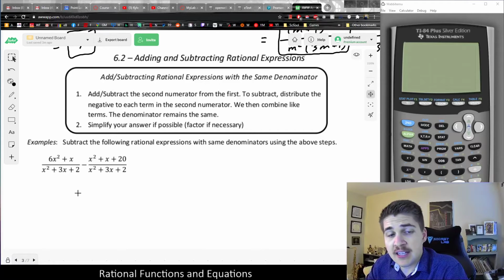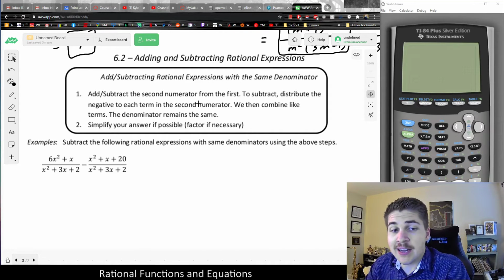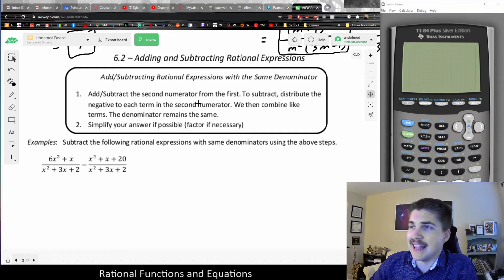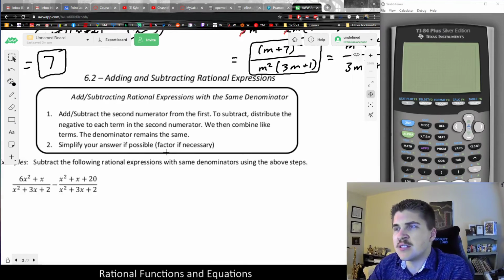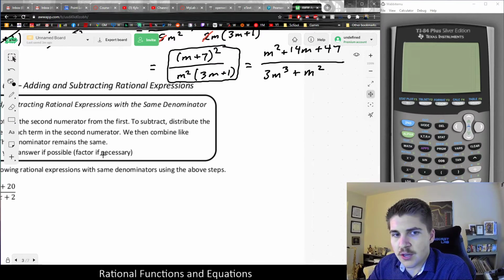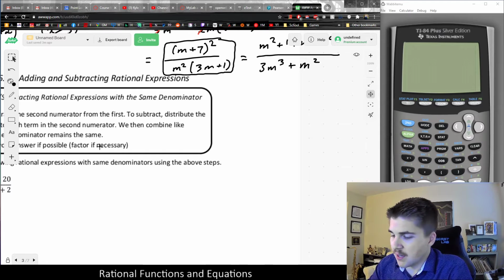Now, adding and subtracting rational functions is quite a great deal more complicated than multiplying and dividing. Just like with fractions, the rules are a little bit more annoying, again, just because.